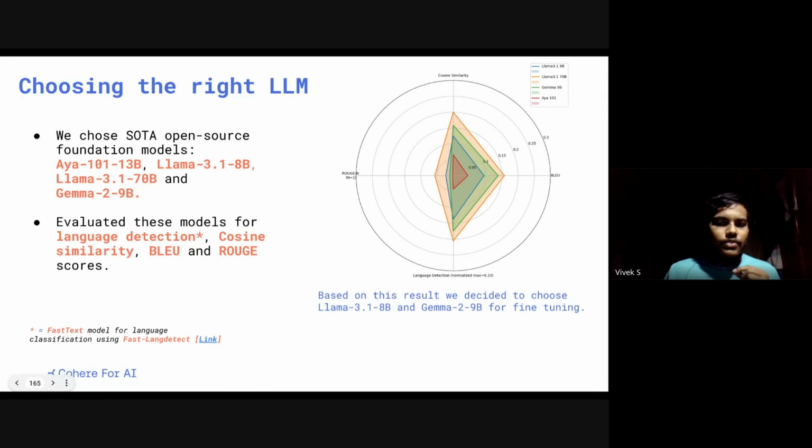So we started off with choosing the right LLM for the experiment. We selected Qwen, Llama, and Gemma models for evaluating on language detection, cosine similarity, BLEU score, and ROUGE score. For the language detection part, we used Meta's fastText model for language classification. Based on the results, we selected Llama 3.1 8B and Gemma 2 9B for fine tuning. Next slide, please.